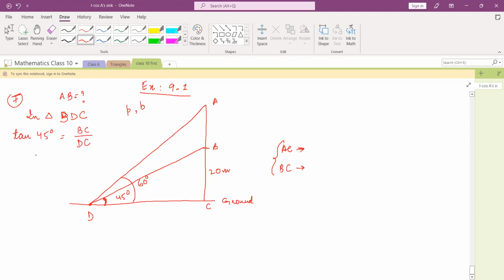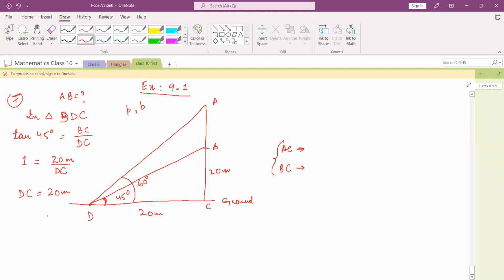So tan 45 is 1. BC I know, that is 20 meter, and DC I want to find. So cross multiply, DC will become 20 meter. So this distance also I got, 20 meter, right?